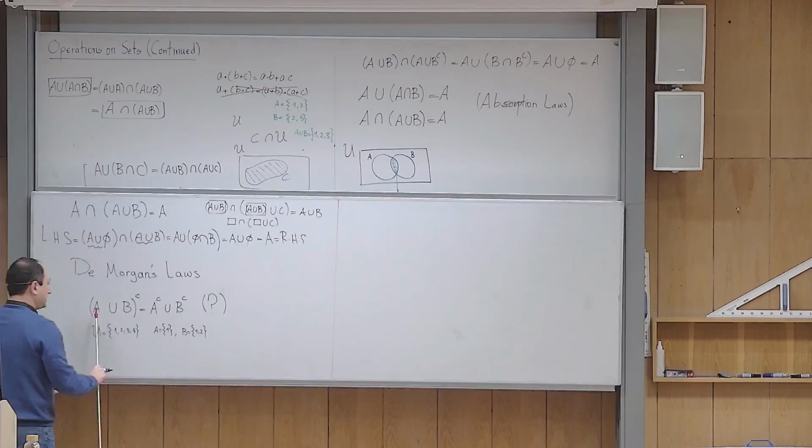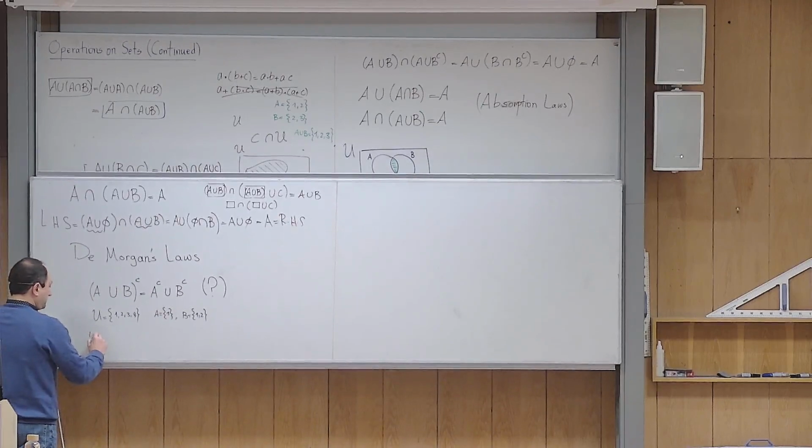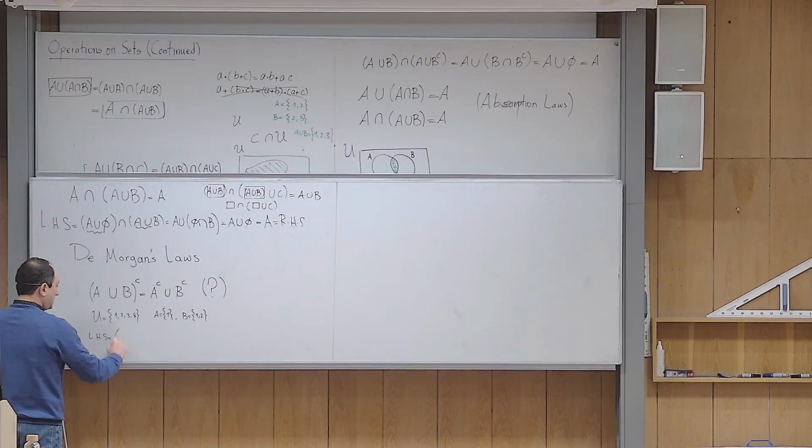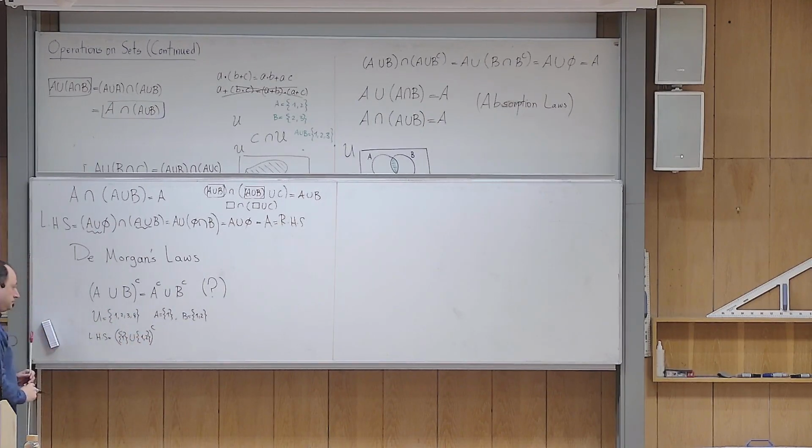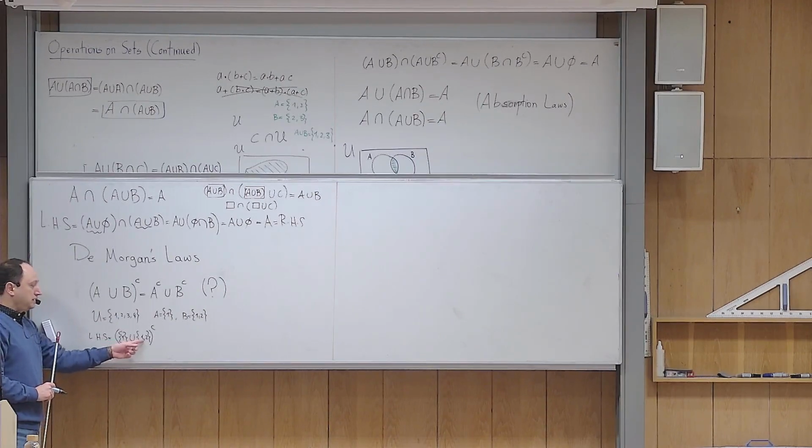Okay, let us calculate the left-hand side. Left-hand side is A, which is this one, union with B. So the left-hand side is A union B, totally complement. So what is the meaning of pairs of brackets here? It means that the priority is with this operation. So I have to union them first.